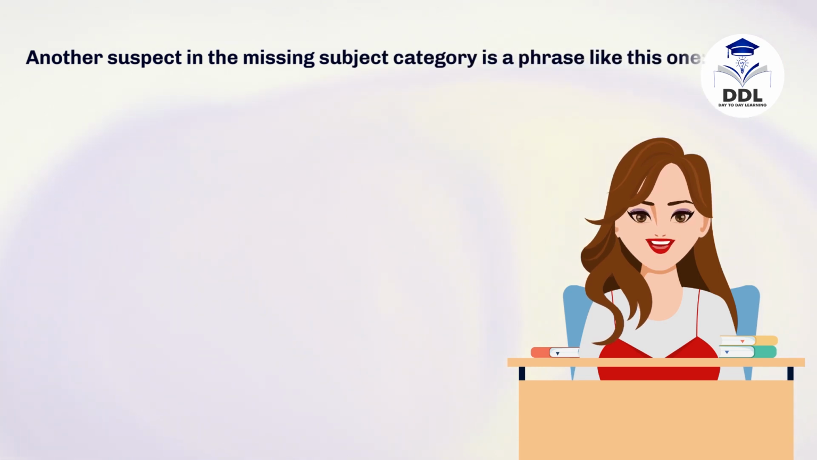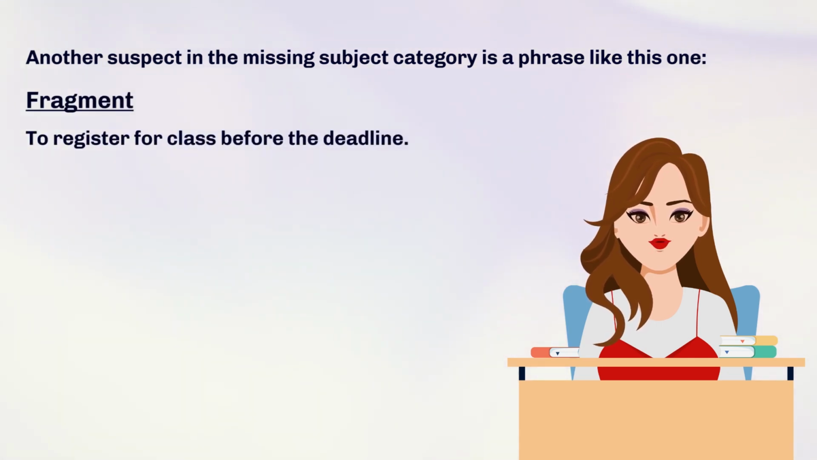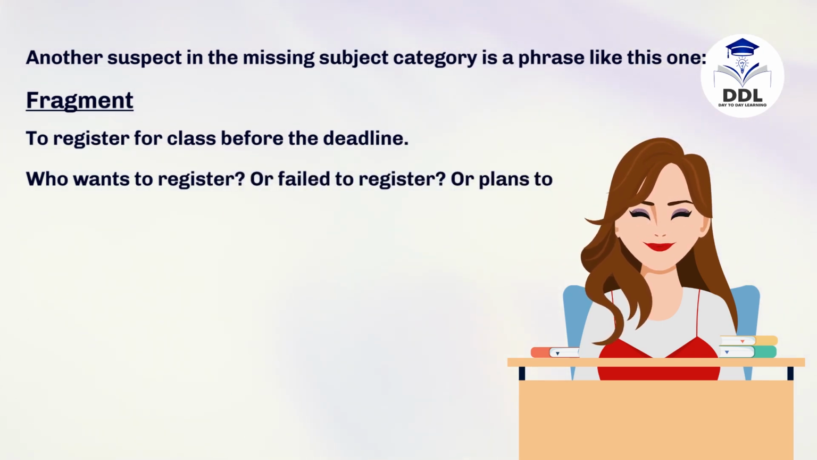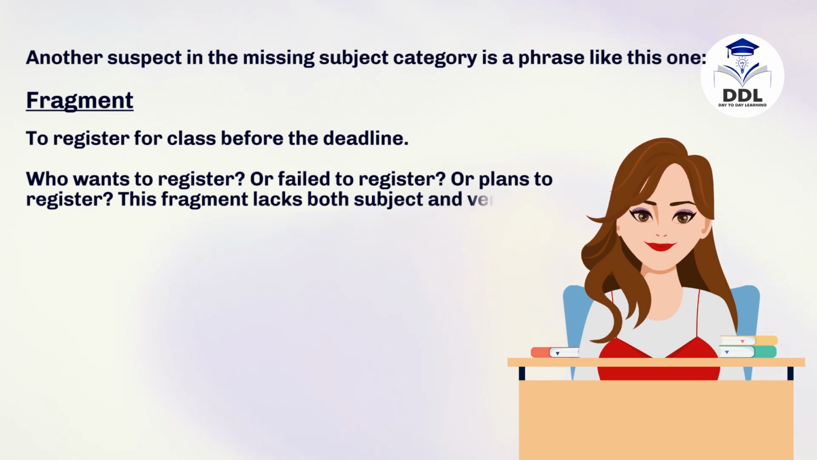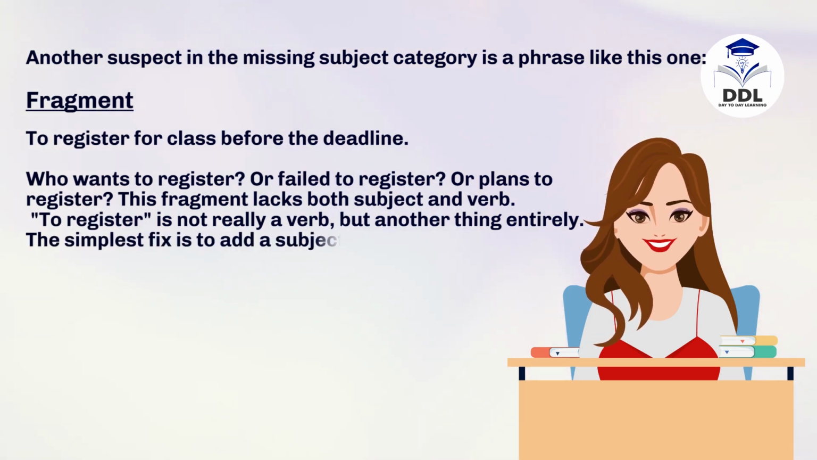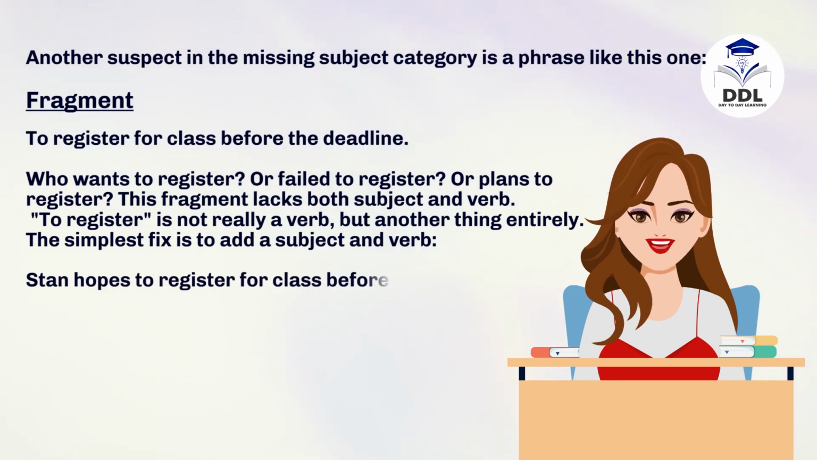Another suspect in the missing subject category is a phrase like this one. "To register for class before the deadline." Who wants to register? Or failed to register? Or plans to register? This fragment lacks both subject and verb. "To register" is not really a verb, but another thing entirely. The simplest fix is to add a subject and verb. "Stan hopes to register for class before the deadline."